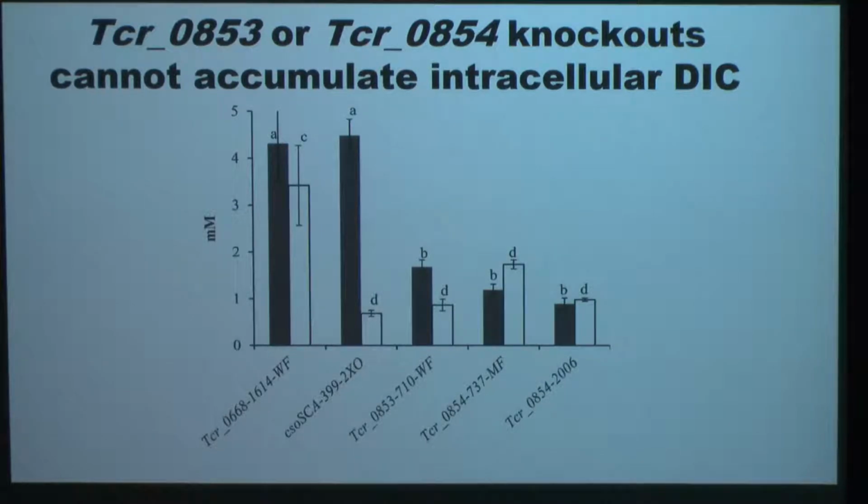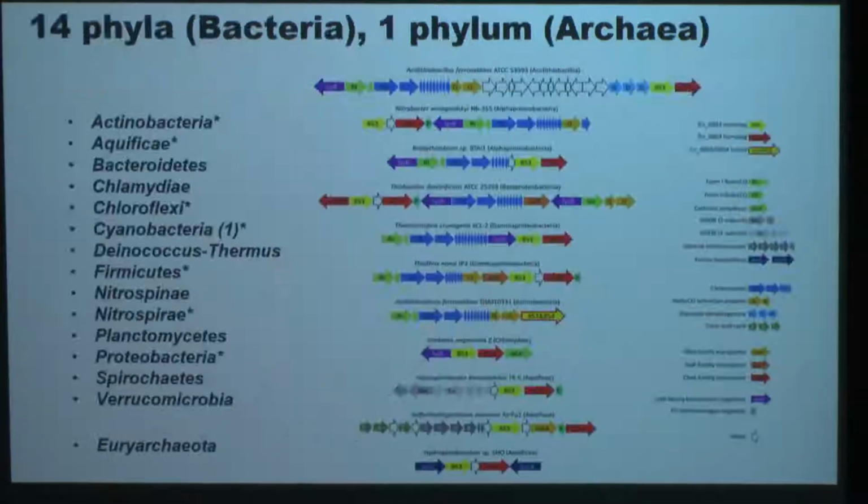So the next thing I did was take those two genes, 853 and 854, and see what homologs were out there. Are there homologs to 853 and 854 found elsewhere amongst other bacteria? So I took a look, and they're all over the place. And they're usually right next to each other. So again, this is another piece of evidence that these two proteins work together.